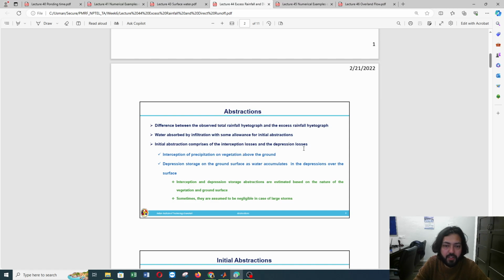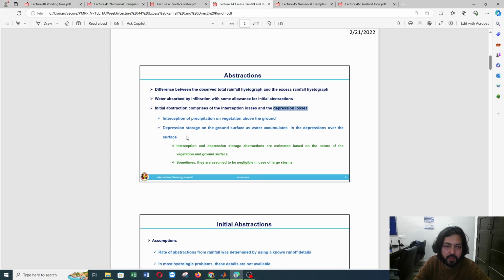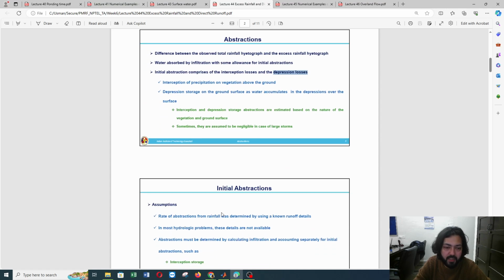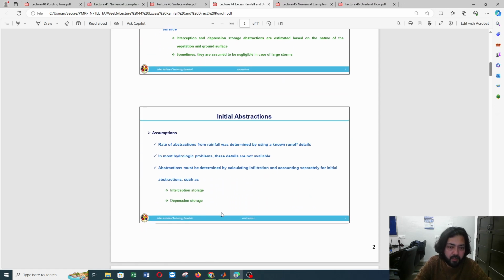Next is depression loss. We know what depression storage is now: water accumulating over a small surface. That small surface could be a lake or a small pond. Whatever water is lost from it through evaporation, we can say that is depression loss. So these two terms comprise the initial abstraction.